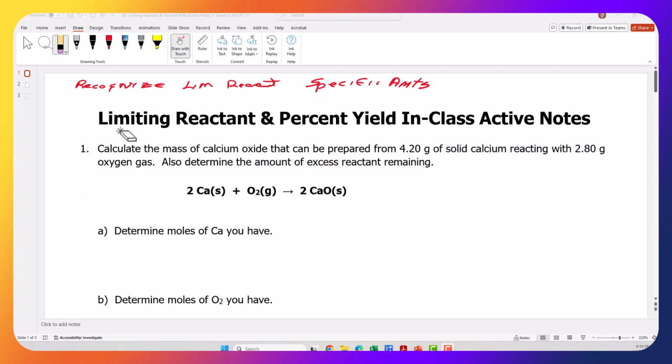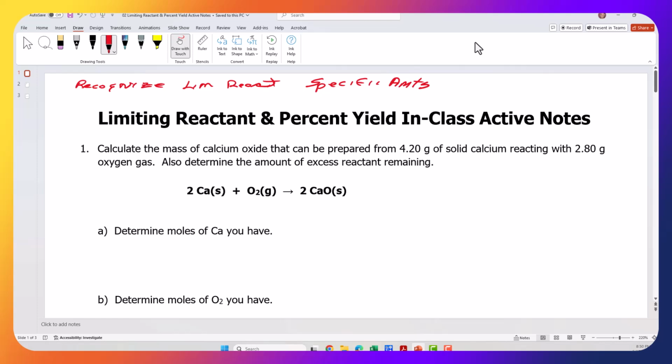Okay, we are going to now do the limiting reactant percent yield in-class activity notes. And so you would start off by asking yourself, how do I recognize a limiting reactant problem? Well, in a limiting reactant problem, you're going to have specific amounts of more than one reactant. That is, nothing is in excess, and so you'll have specific amounts.